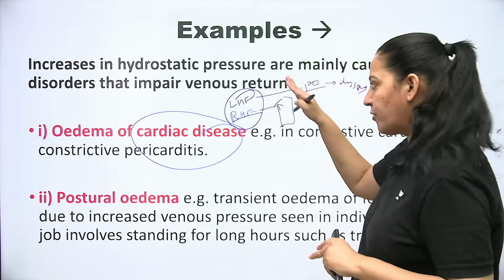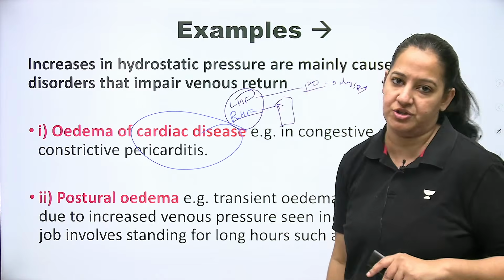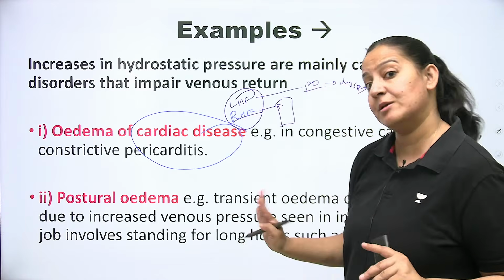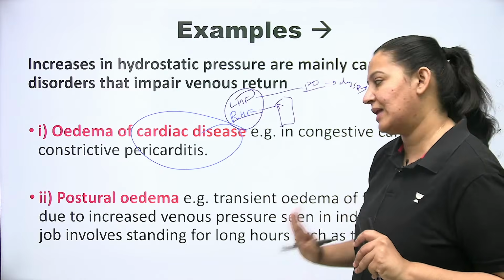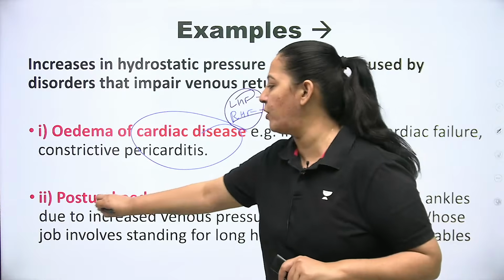So the reason for both of them is increased hydrostatic pressure. There is no problem with the protein. There is a problem with water. More water, more blood in the veins of that organ. So that is the problem. The second example is postural edema.